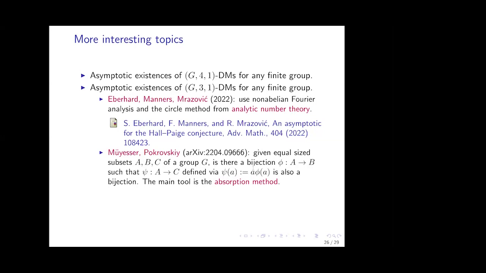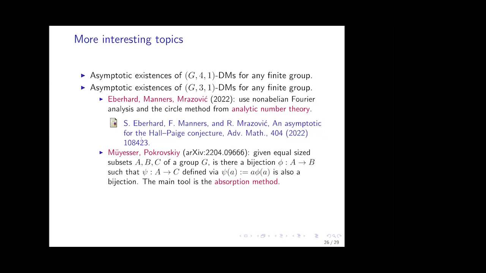Maybe it's a little confused. For example, we take A, B, C in the group G: A is in G, B is in G, C is in G. Then we see their statement: is there a bijection phi from G to G such that psi from G to G, defined by A times phi, is also a bijection? So when the subset ABC is G, their question is the same as the existence of the complete mapping or orthogonal mapping of groups, or G31 difference matrix.